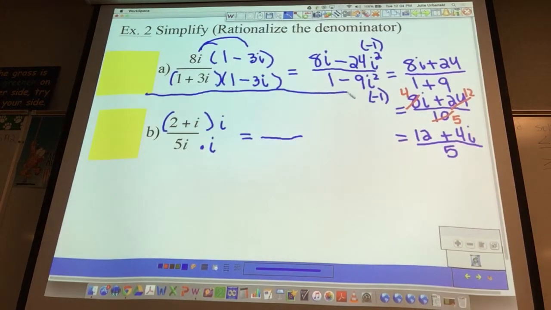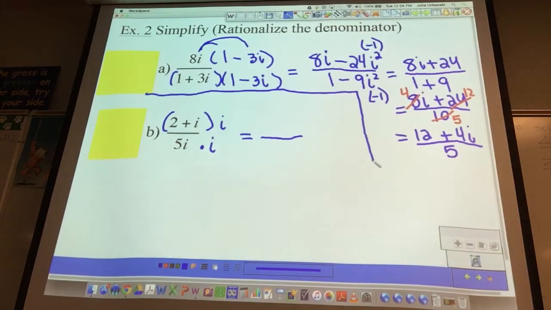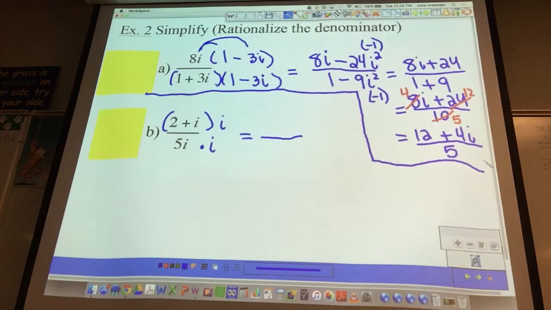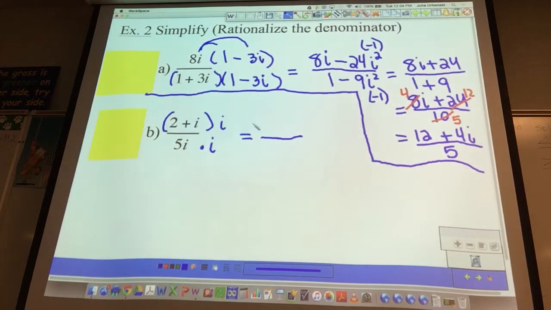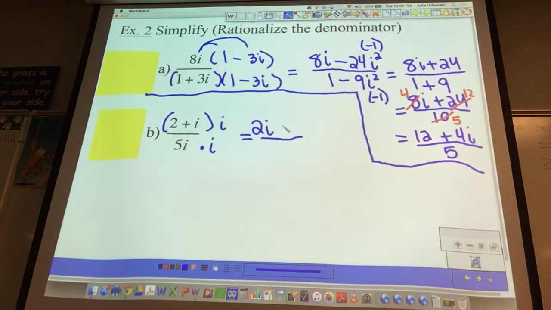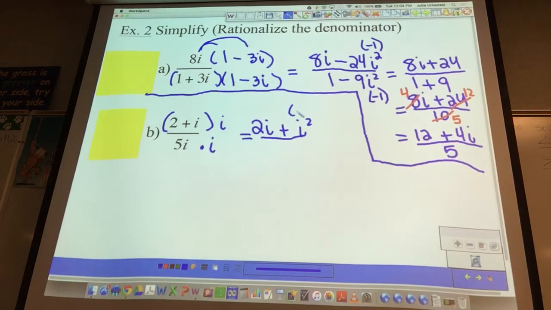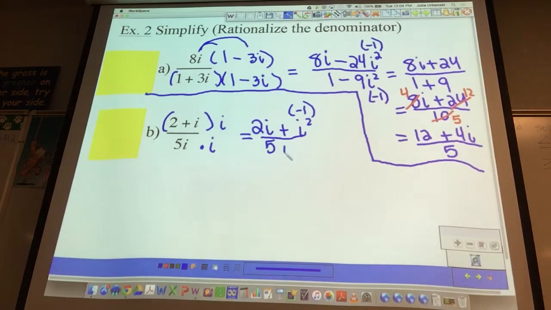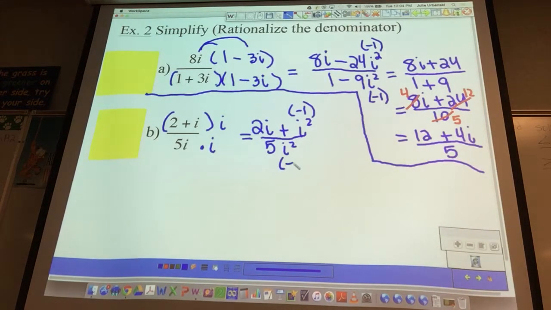Yeah, you multiply it by whatever will make the i go away, and if I can turn it into i squared, it goes into negative 1. I don't have it anymore. Okay. So up top, it's 2 times i, 2i, and then plus what? i squared. Yes, which really is negative 1. And on the bottom, we have 5 times i squared, which is really negative 1.